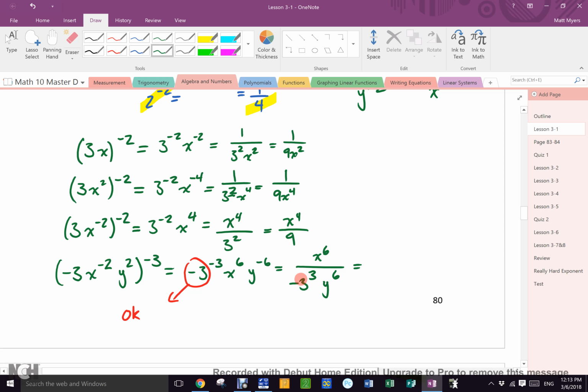Can I evaluate that? What is it? Negative 3 times negative 3 times negative 3. Negative 3 times 3 times 3. Negative 27. X to the 6th over negative 27y to the 6th. That is pushing the extent of exponents for you people. If you can follow this, you're going to be A-OK. Everybody cool? I didn't say you have to be able to do it yet. Can you follow it? Then you're going to be okay.